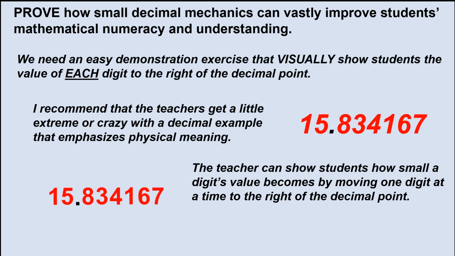Let's continue. Replace a 1 directly under the decimal point. Now we add zeros, one at a time, and show that the value of each digit to the right of the decimal point decreases rapidly as we move to the right. We'll examine the fractional value and the place value of each digit to the right of the decimal point.